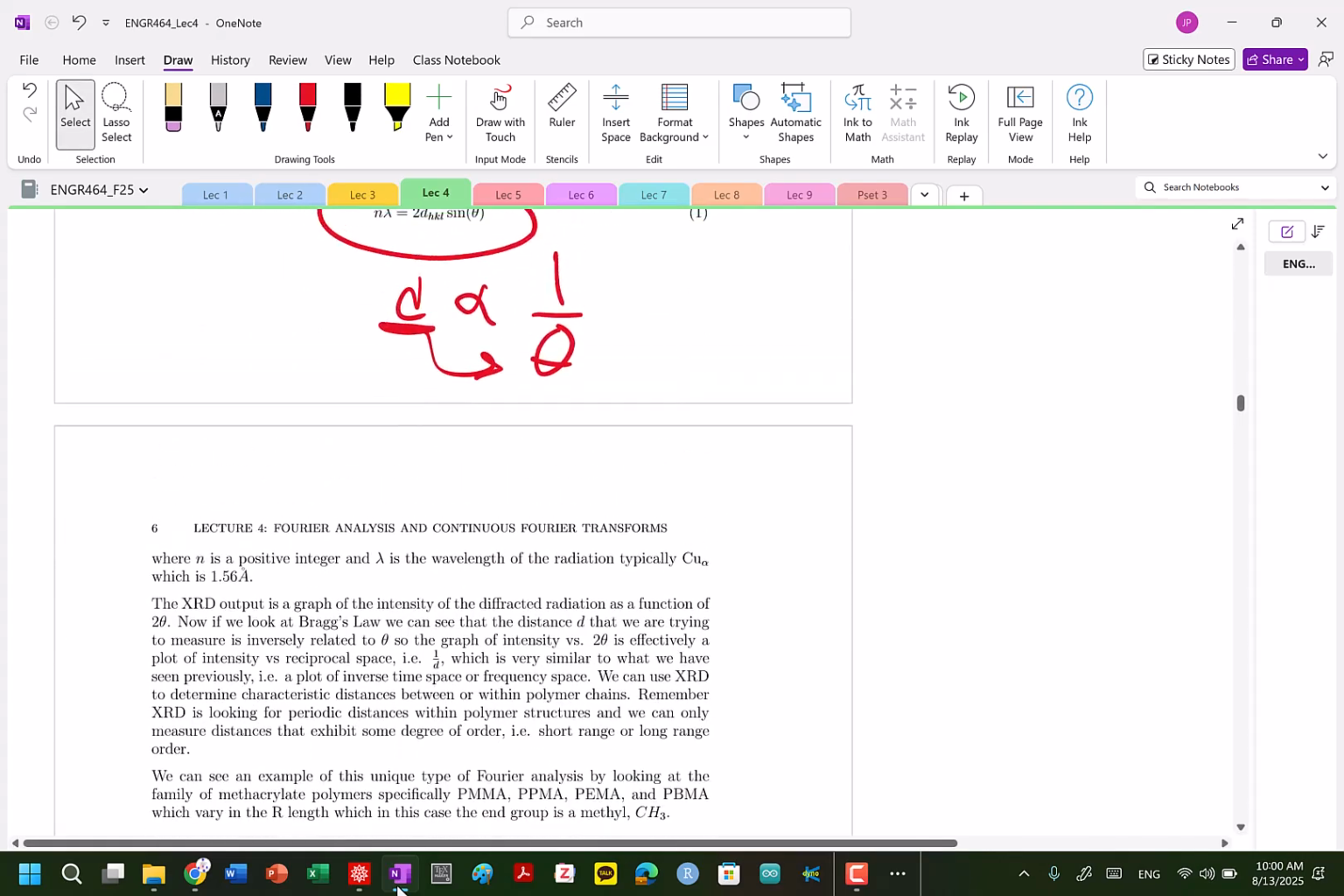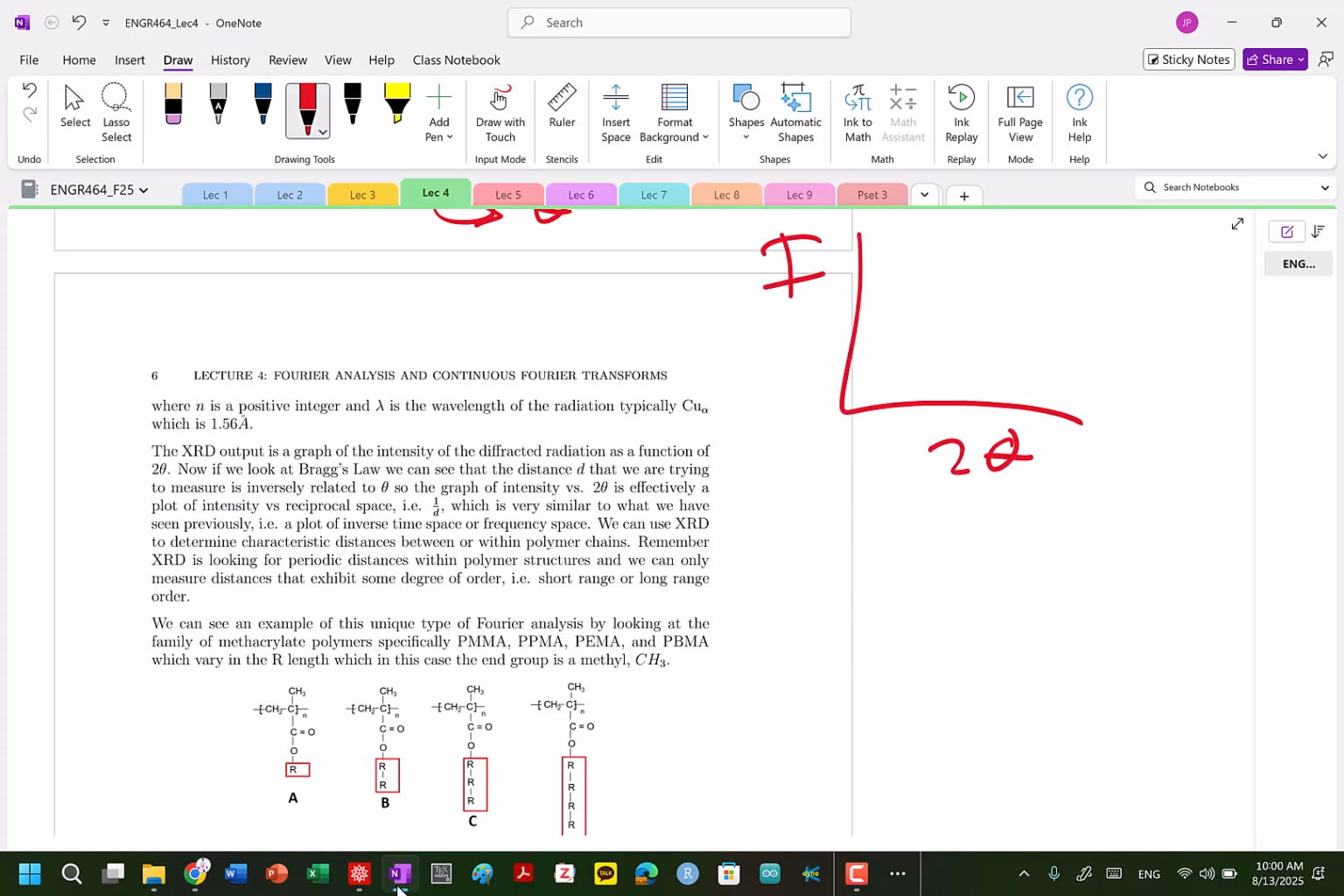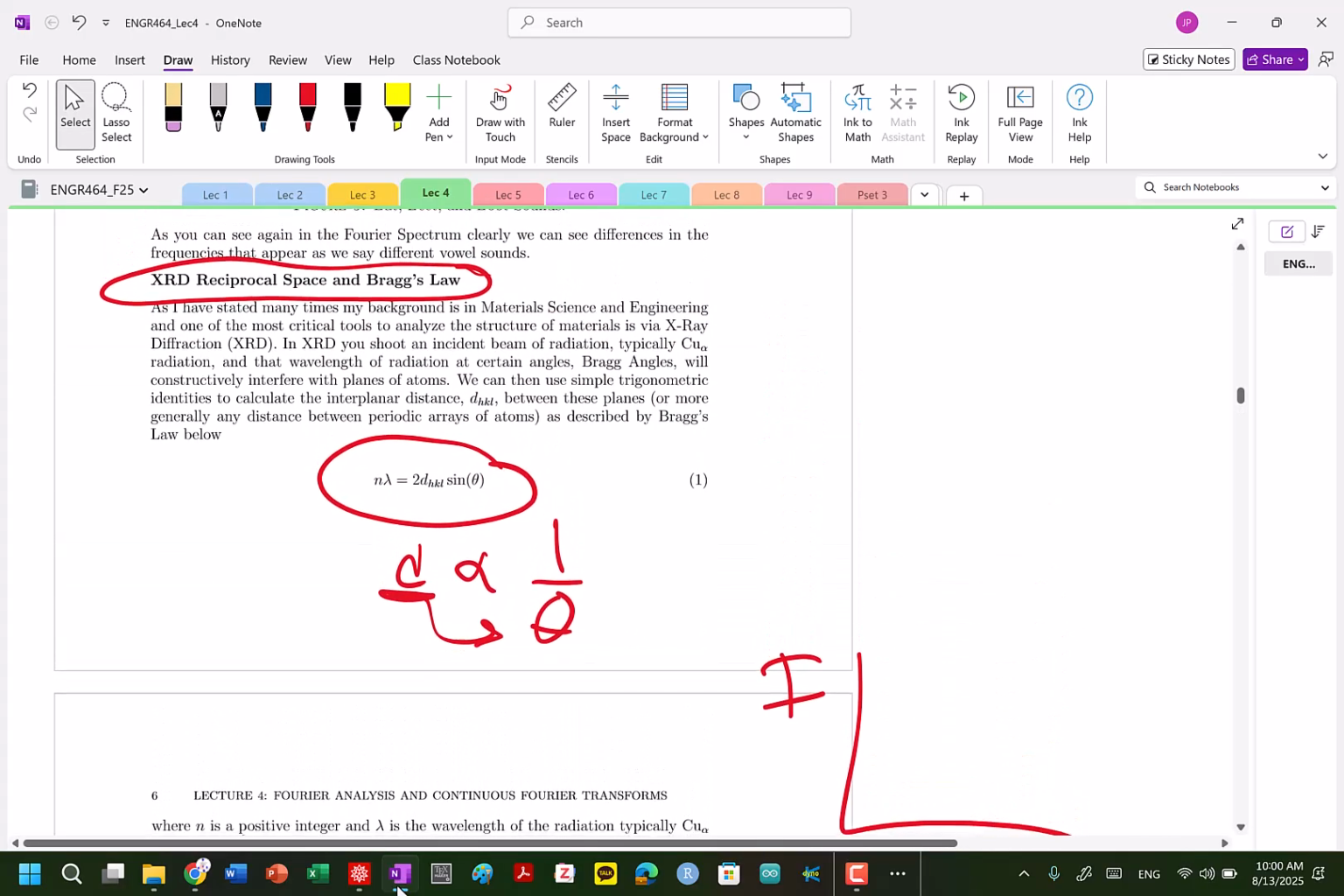So in XRD, you're looking at that kind of graph, right? So we have usually an intensity versus 2 theta. If I'm looking directly at theta, that's an inverse distance space. So that's a reciprocal space. It's basically like a Fourier type analysis. So you can apply this to lots and lots of different systems.